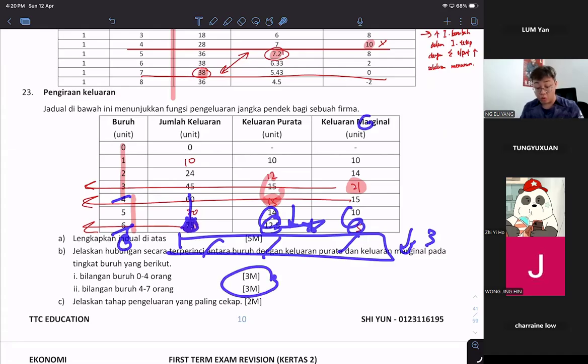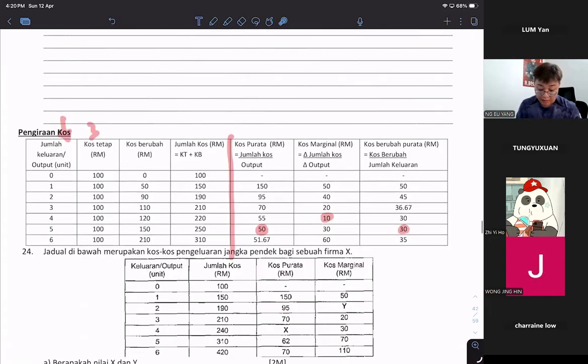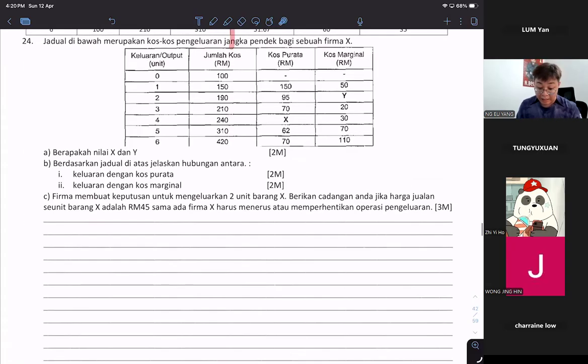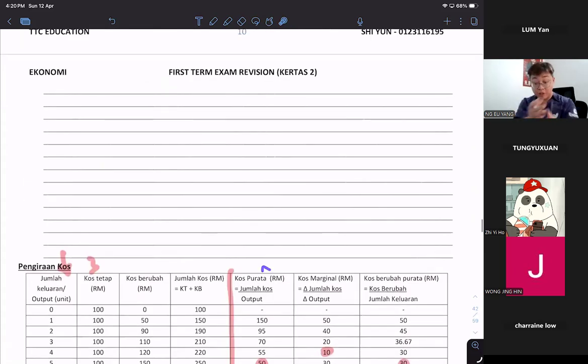So this is how difficult to do the tafsiran. So I assume that your first term exam might be still coming up. Either it is the keluaran or the cost. So please learn how to huraikan, yeah, for the tafsiran. Okay, so try first and ask me for extra class next week.